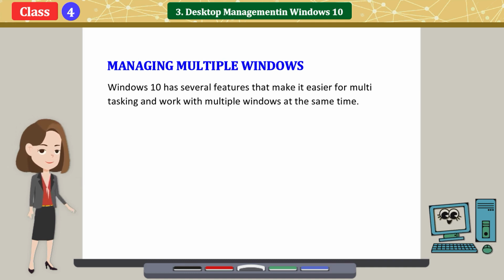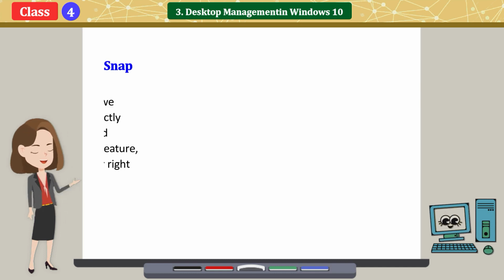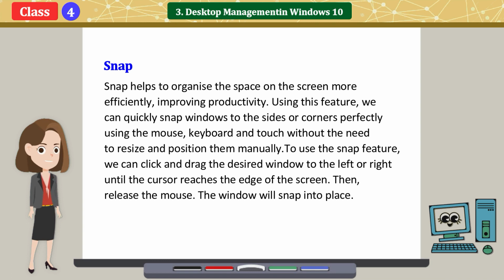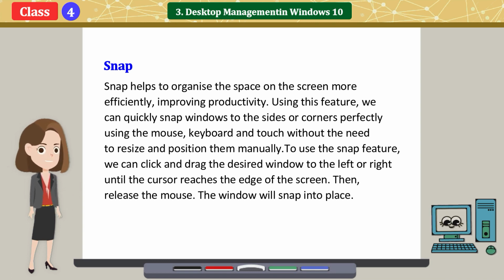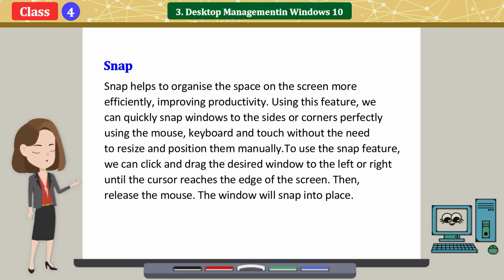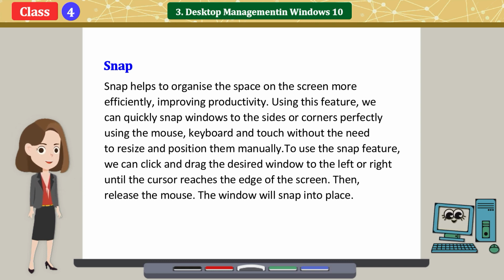Windows 10 has several features that make it easier for multitasking and work with multiple windows at the same time. Snap. Snap helps to organize the space on the screen more efficiently, improving productivity. Using this feature, we can quickly snap windows to the sides or corners perfectly using the mouse, keyboard and touch without the need to resize and position them manually.